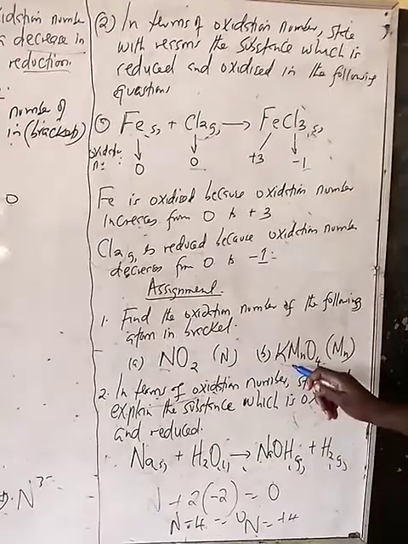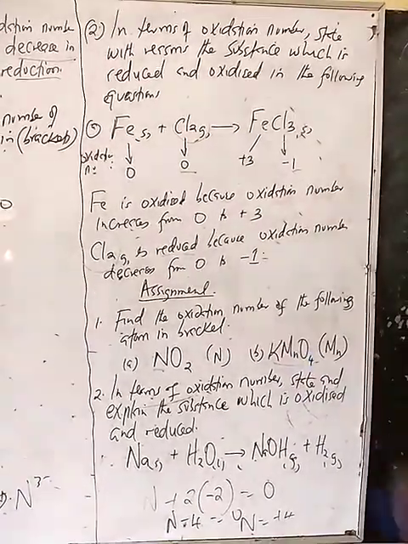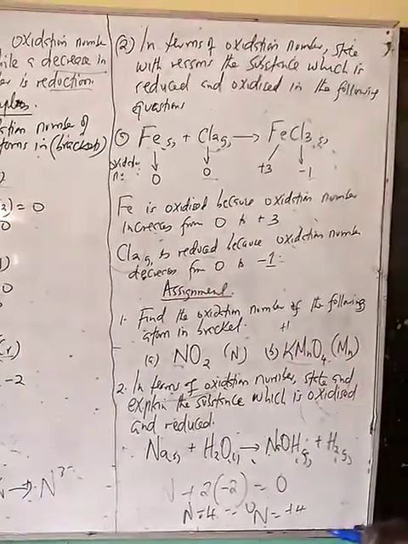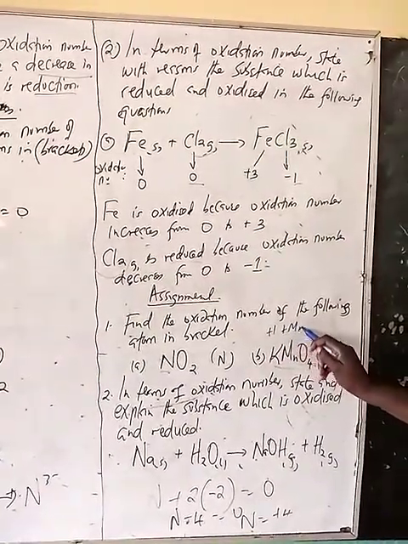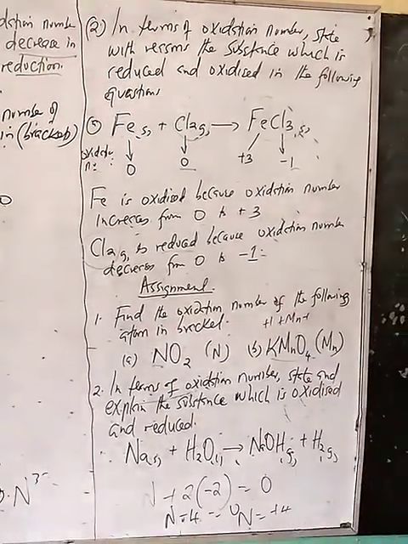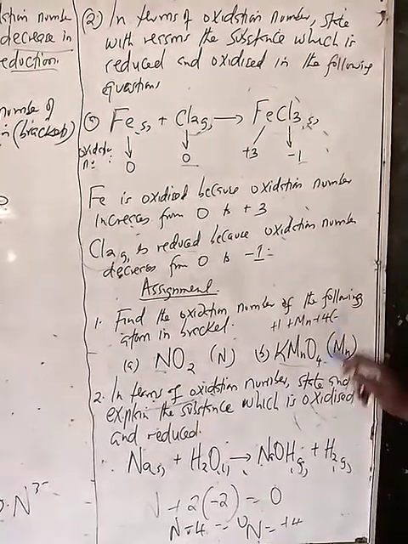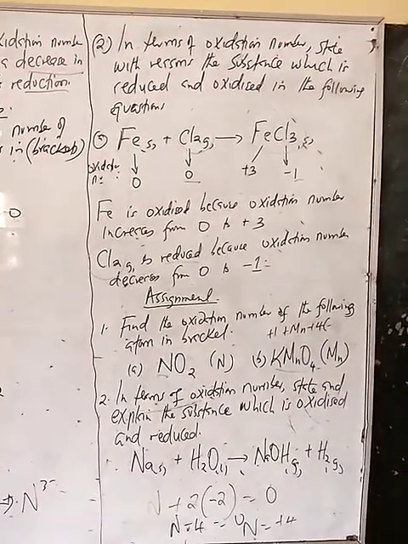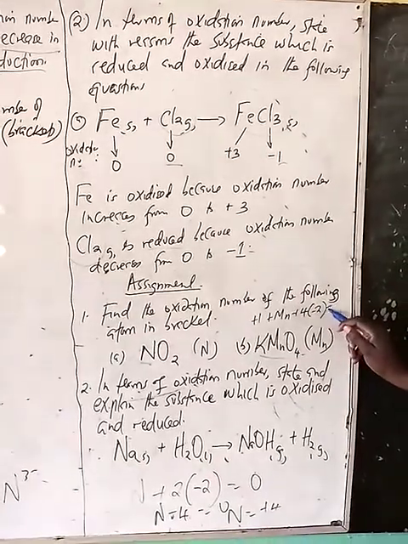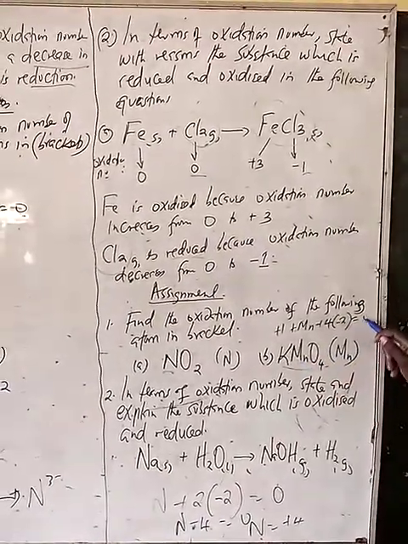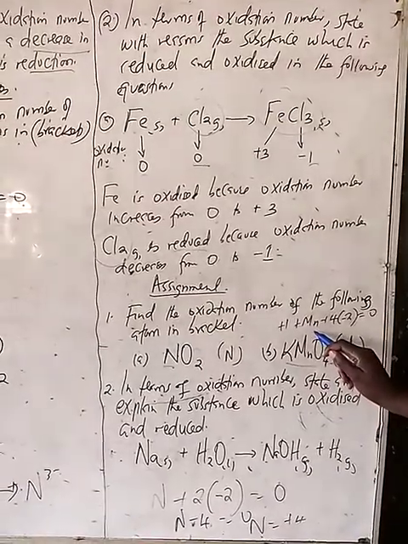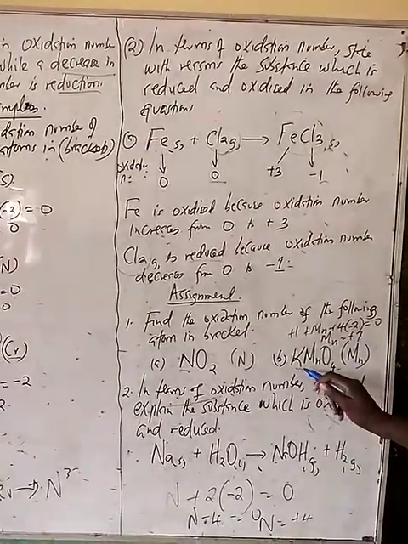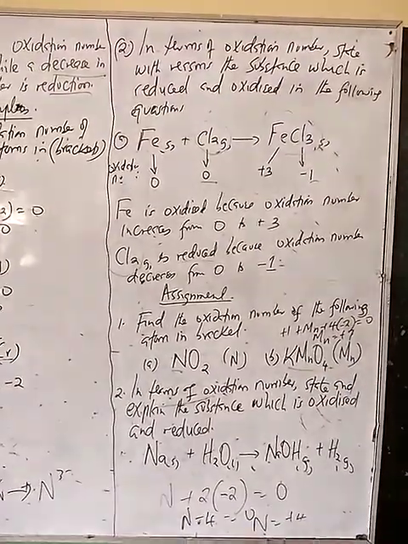Look at this one. Potassium, positive 1. Manganese, we don't know. Plus oxygen, we have 4 of them. The oxidation number of an oxygen atom is negative 2. The total is equal to the charge, and because it is not charged, it is equal to 0. If you expand this one properly, then you will get the oxidation number of manganese here is equal to positive 7. So this is what we call potassium manganate 7.